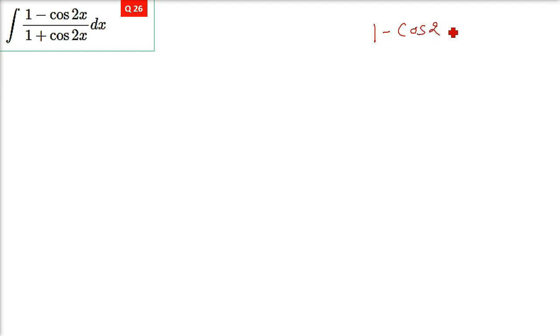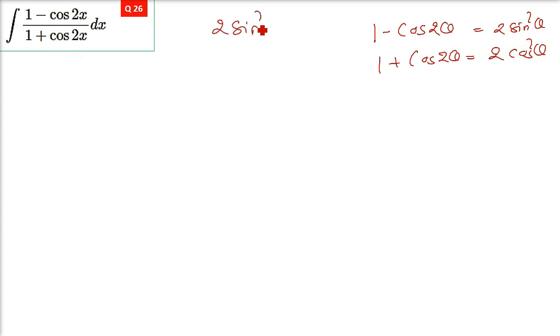1 minus cos 2θ is 2 sine square θ. Denominator, same thing here: 1 plus cos 2θ will be equal to 2 cos square θ. Whichever is on the left hand side, just divide by 2, so 2θ becomes θ. So we have 2 sine square θ in the numerator and 2 cos square θ in the denominator. So 2 gets cancelled. It is basically (sine by cos) whole square, that is tan square. So we have to integrate tan square θ.